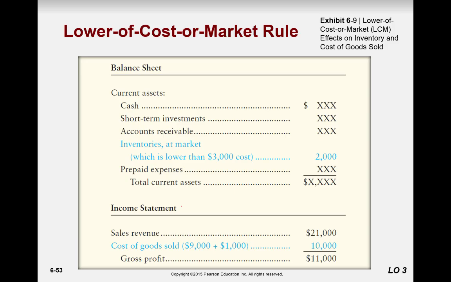Basically, what we have here is the inventory at market, which is lower than the $3,000 cost. Normally you may not see this on the face of the financial statements. This would probably be in the notes. And then you see your cost of goods sold, adding the $1,000. Again, this information would not be visible. This is only here for your understanding. But when we report out, we would not do that. Okay, so this is going to end this video on our Chapter 6 discussion.